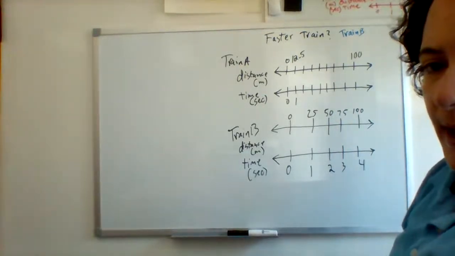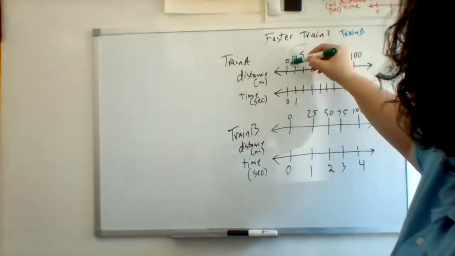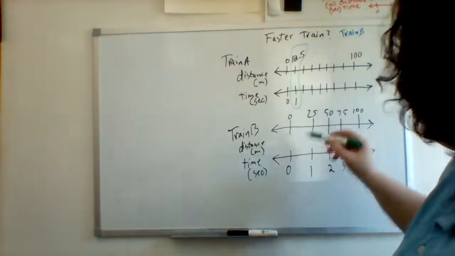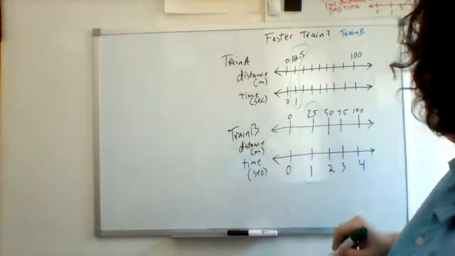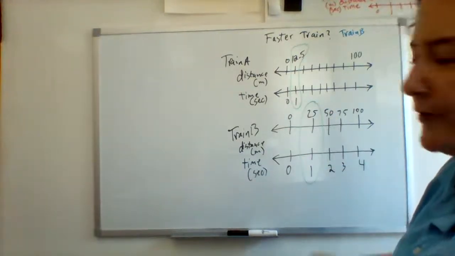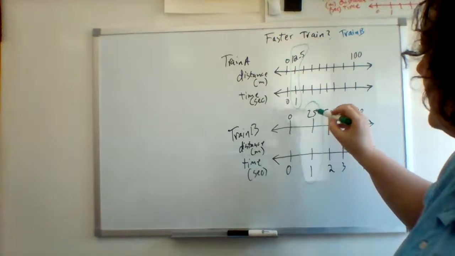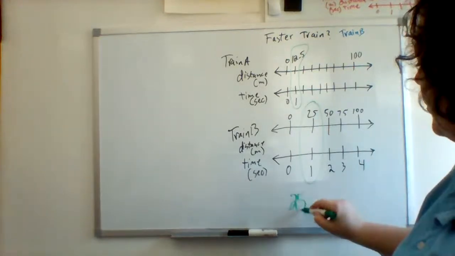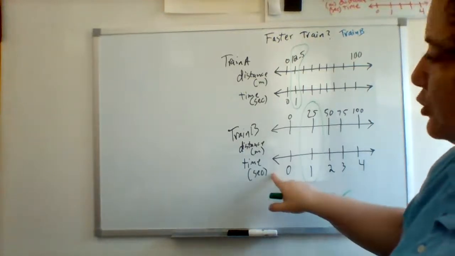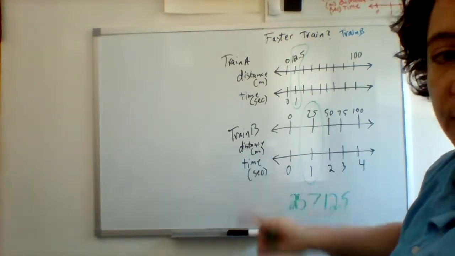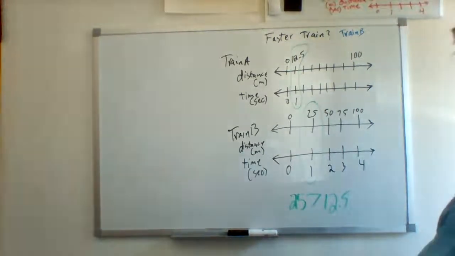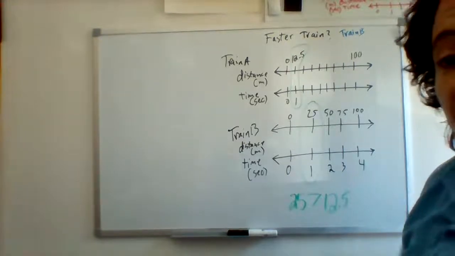Hopefully you're telling me that if you compare the unit rates or the constant speeds, if they're traveling the same time, in 1 second, who went further? This one went further because 25 is greater than 12.5. Therefore, train B is definitely going faster. Nice job. Very nice job. And that was fast.